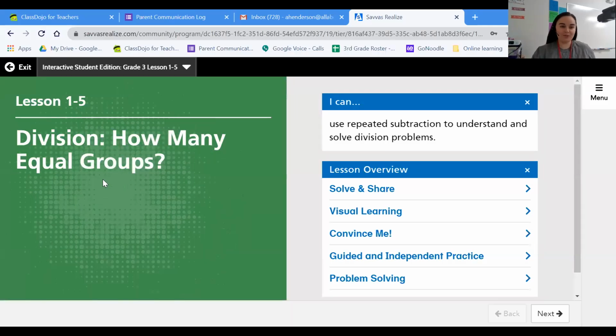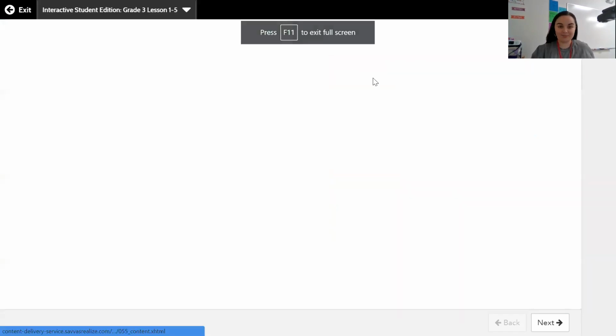Hey guys, okay, so we're going to start lesson 1-5 in our Envisions math, talking about division and how many equal groups there are. By the end of the lesson today, we should be able to say that they can use repeated subtraction to understand and solve a division problem. All right, so without further ado, let's go ahead and get started with our solve and share.